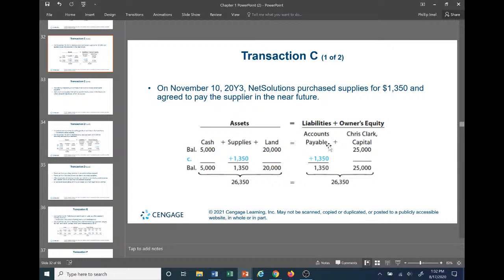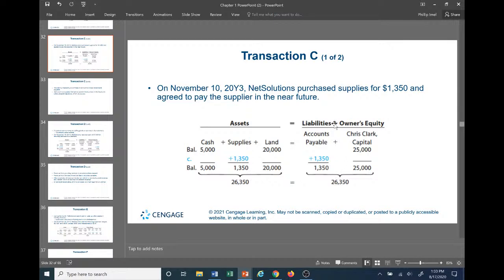Accounts payable is also going to increase by $1,350 because remember, we bought it on account. So it's an account payable. We bought the supplies on account, payable to the supplier. Okay? Because we agreed to pay the supplier. So accounts payable is a liability to Net Solutions. Notice here, accounts payable is a liability. It increased by the same amount in which the asset increased, by $1,350.